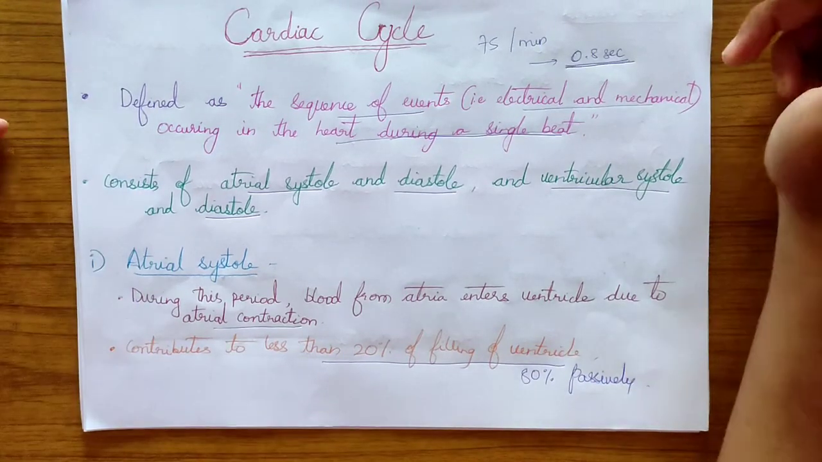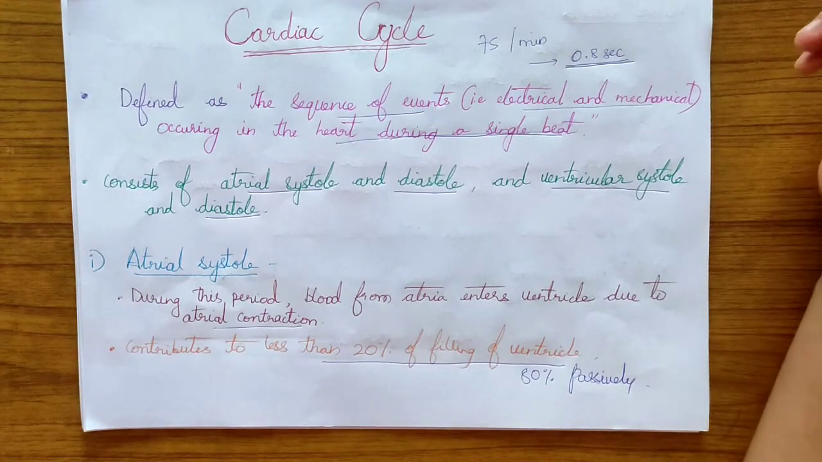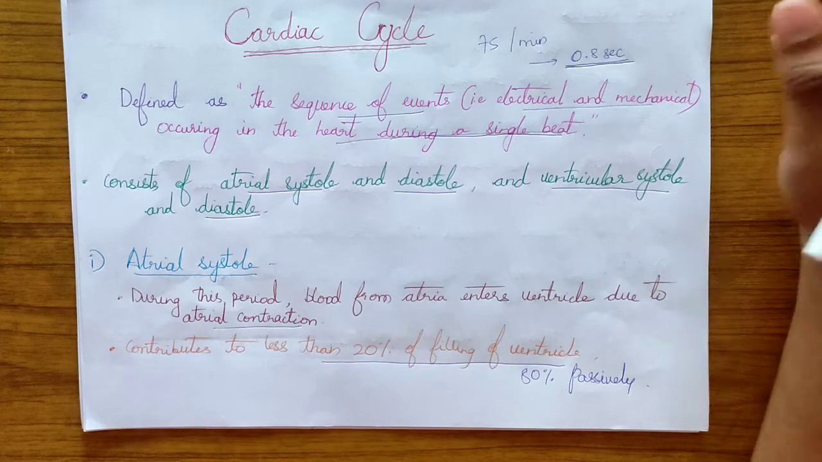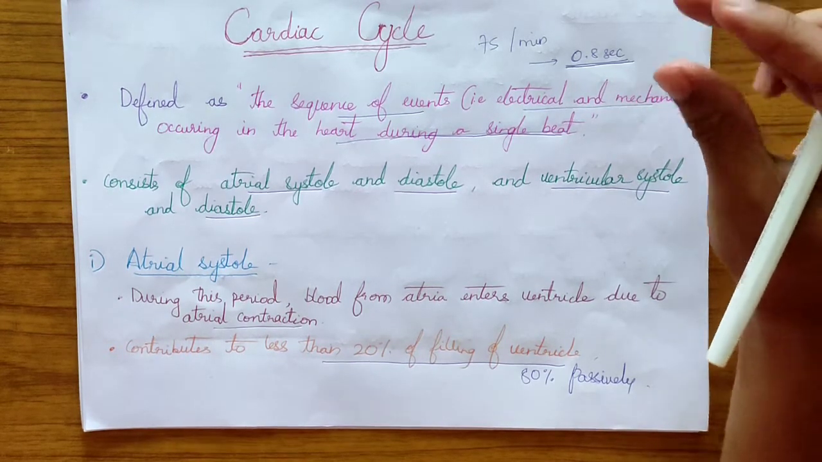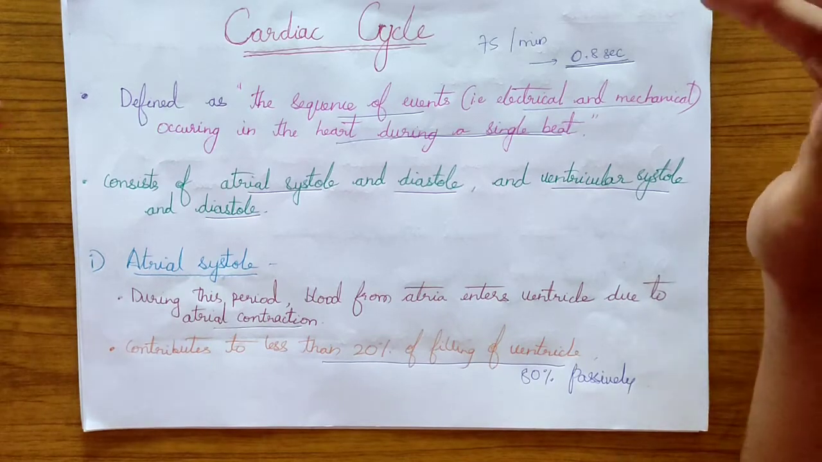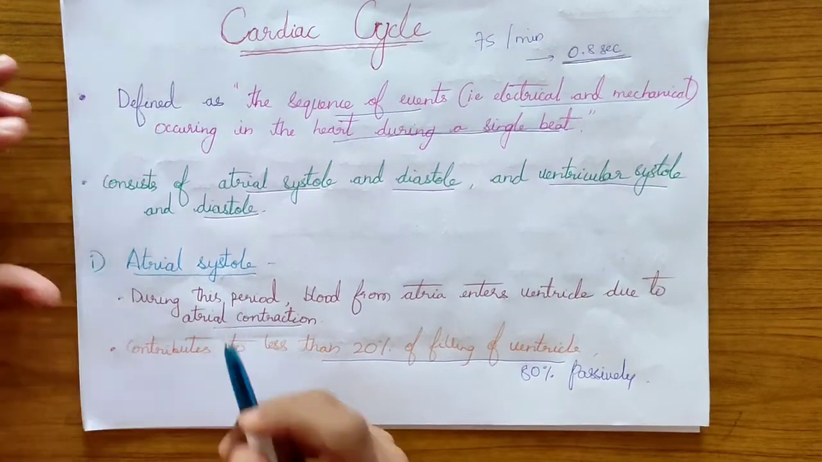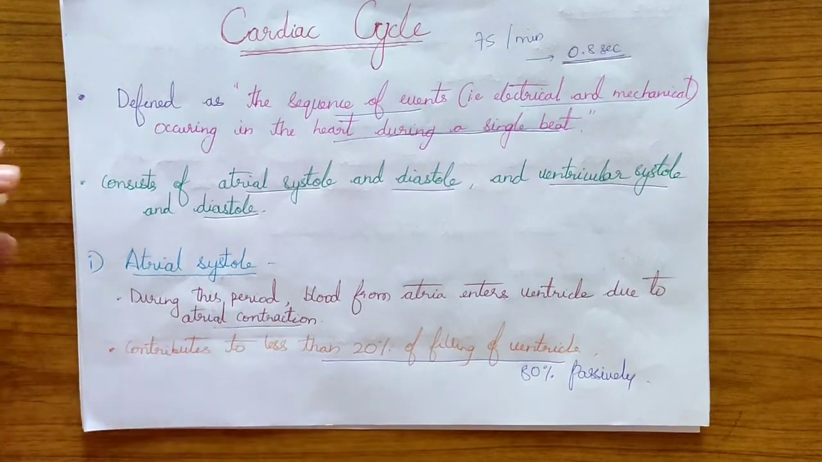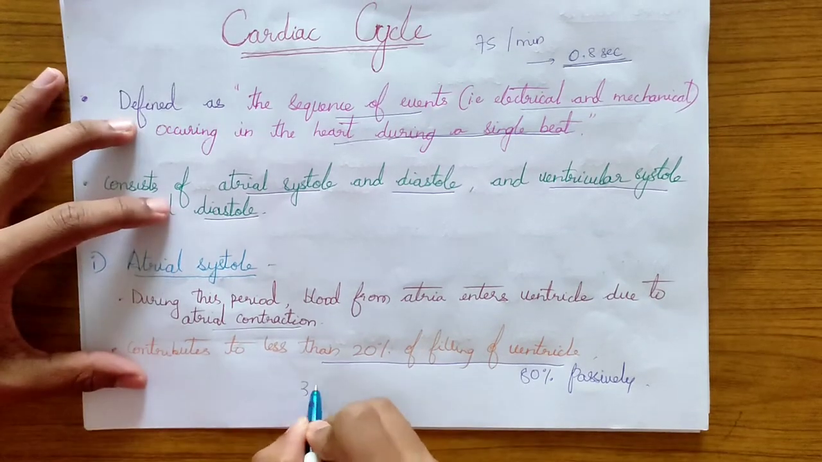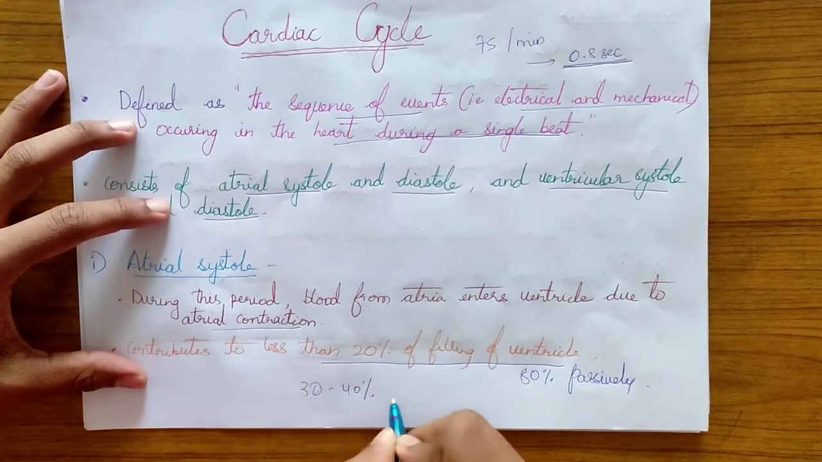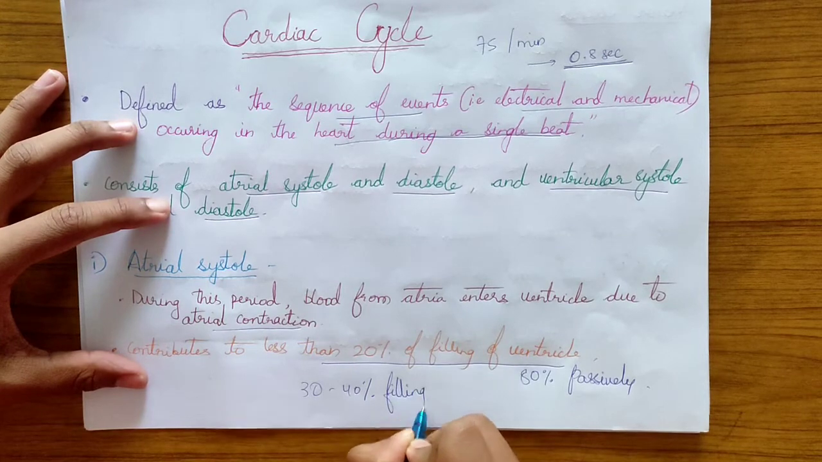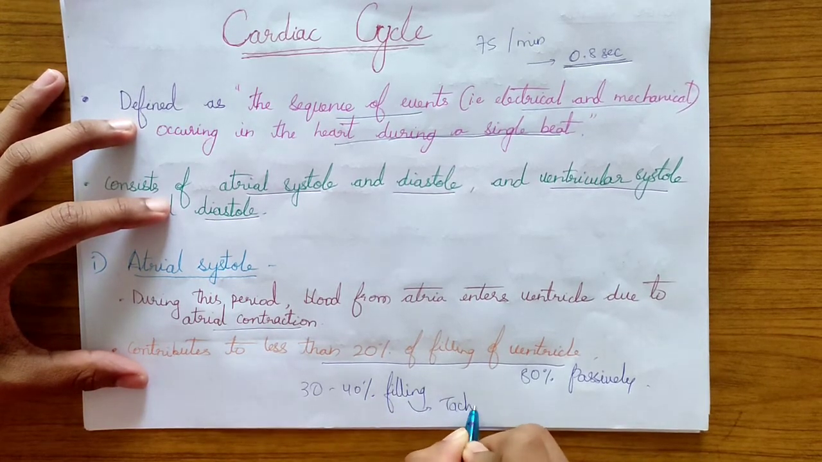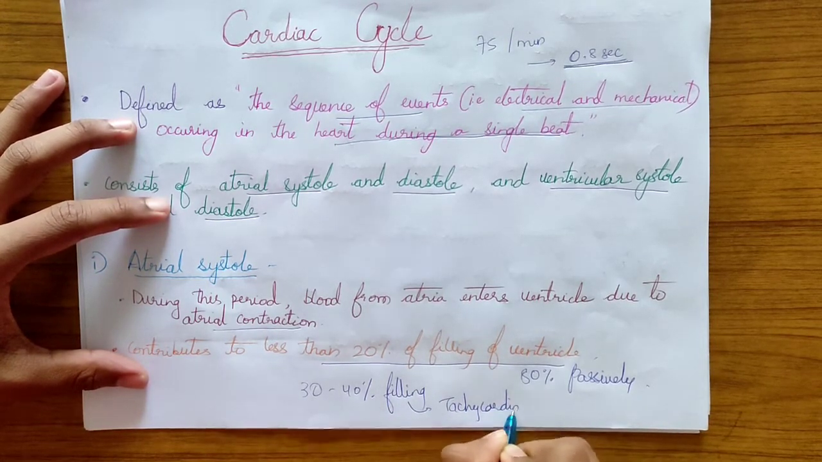But when there is tachycardia, that is when you do exercise, the diastolic duration will be reduced, and therefore the heart will mainly depend on this atrial systole. So then the atrial systole is very helpful. In that situation, 30 to 40% of the filling occurs. So it occurs in tachycardia. This is an important point and has clinical significance also.